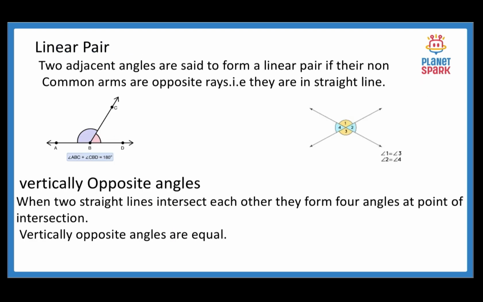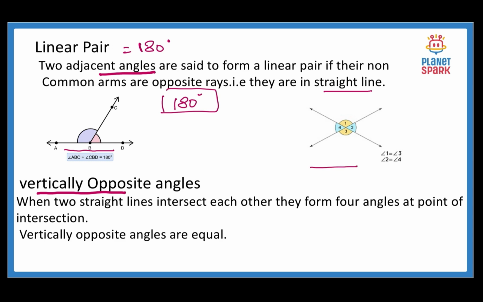Linear pair. Two adjacent angles are said to be in a linear pair if they lie on a straight line. Now if they lie on a straight line, the angle measure is 180 degrees. That means for a linear pair, we need to have two adjacent angles whose sum is 180 degrees. These two conditions are very important for a linear pair. So ABD is a straight line, that means angle ABC plus angle BCD is 180 degrees.